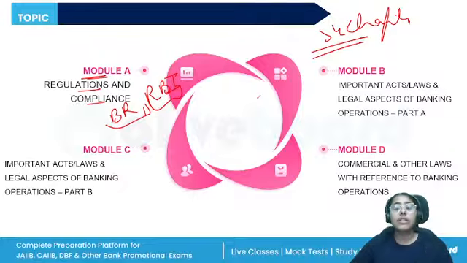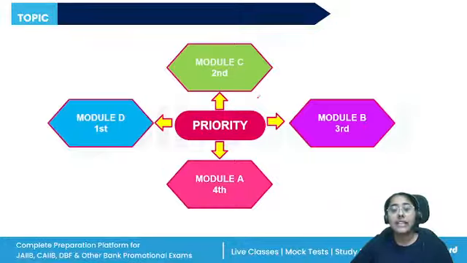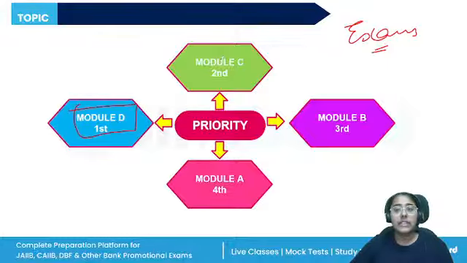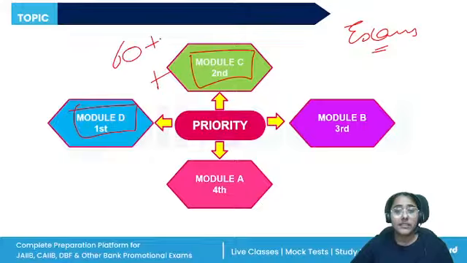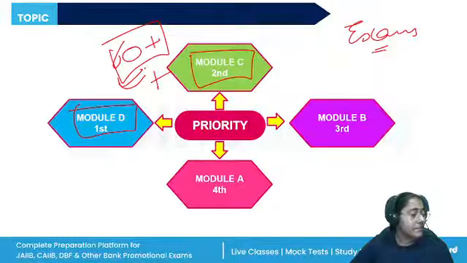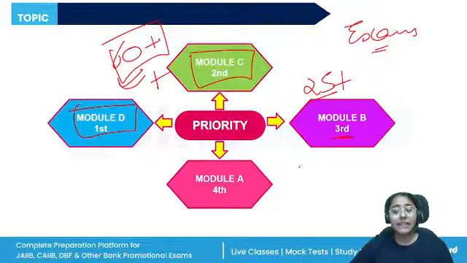Now, if we discuss the priority, which module has the highest priority in our exam? That is, the maximum marks or the maximum questions come from module C and module D. So these two modules together have the highest priority. All right, around 60 plus marks will be here from module C and D. And then third in the priority list is module B, around 25 marks questions from module B, and the remaining 10 to 15 marks questions from module A. So first on the priority list is module D, then module C, module B, and then module A.